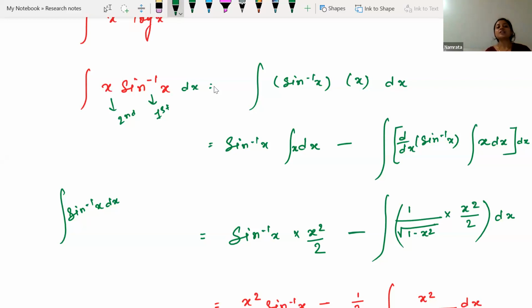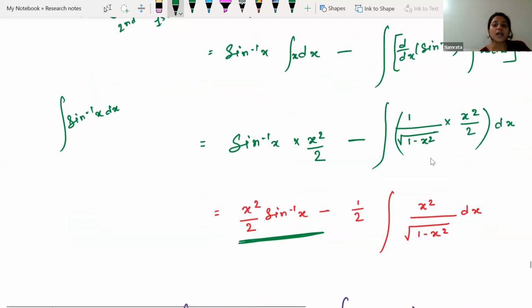Yes, ma'am. That's why we have chosen sine inverse x as the first function, so that we will get the opportunity to do the derivative of this one. So we have taken sine inverse x as the first function, x as the second function, and we have applied the formula. Once we applied the formula, the first part was very simple, but the second part became quite tricky, quite difficult.